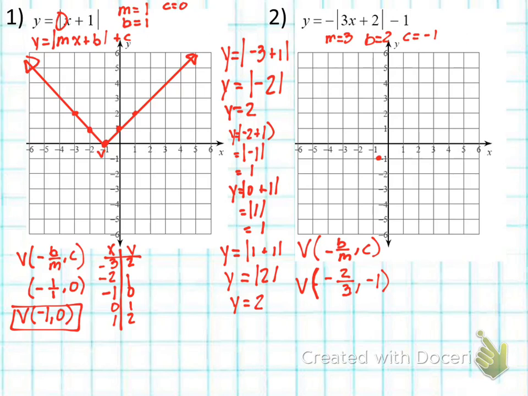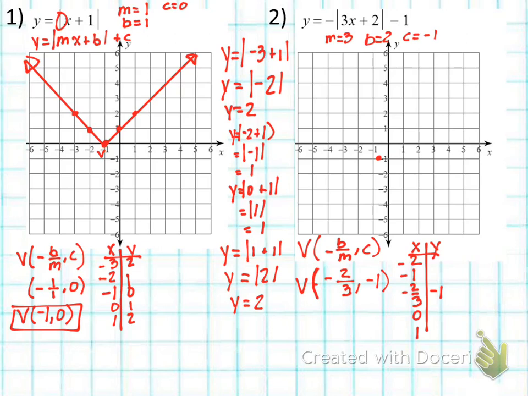Next is I'm going to pick points around that, so I'm going to make an XY table. So we got X and Y. I'm going to put my vertex in the middle, -2/3, -1. Pick two numbers that are smaller, so I'm going to pick the next whole numbers, -1 and -2. Then I'm going to pick two bigger numbers, 0 and 1, right? Because -2/3 is a fraction. And then I'm going to solve for these, okay?